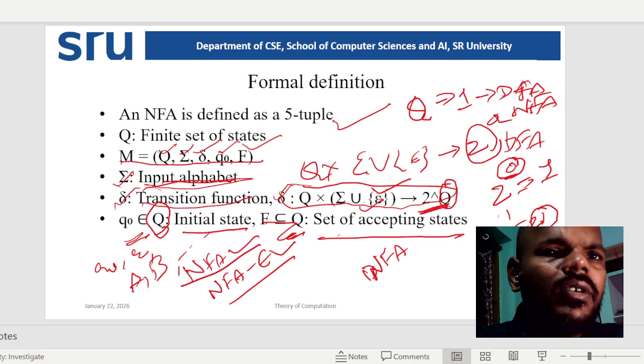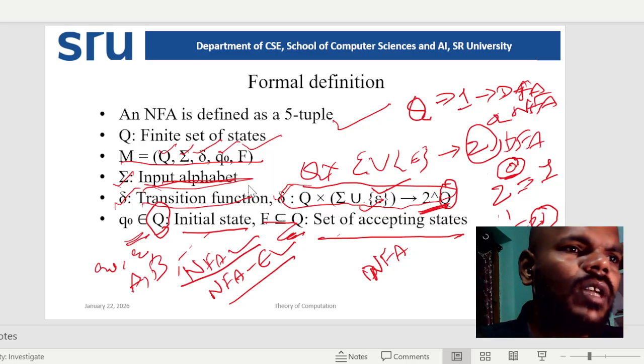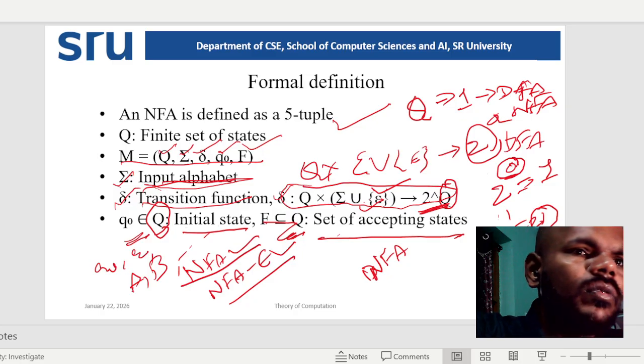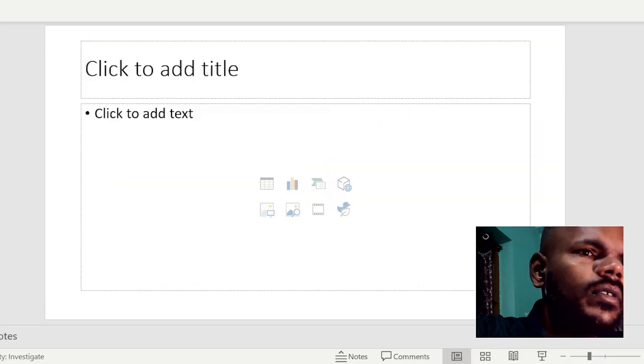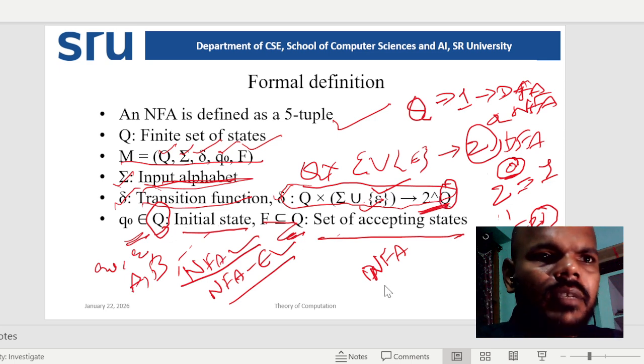So this is the NFA formal definition, right? Now we will see one more example, and we will wind up today's class. We will see one small example with an NFA.